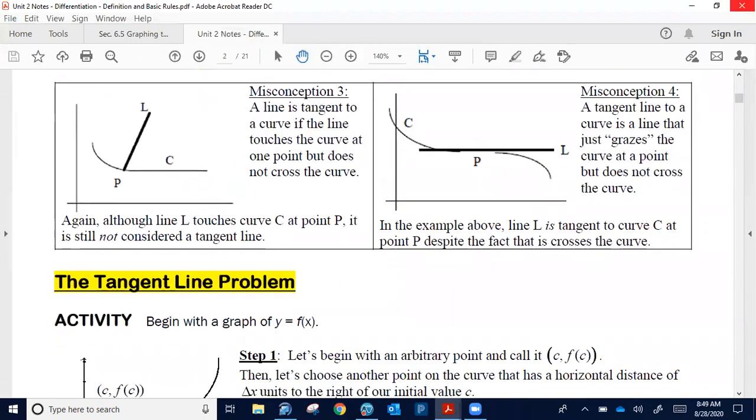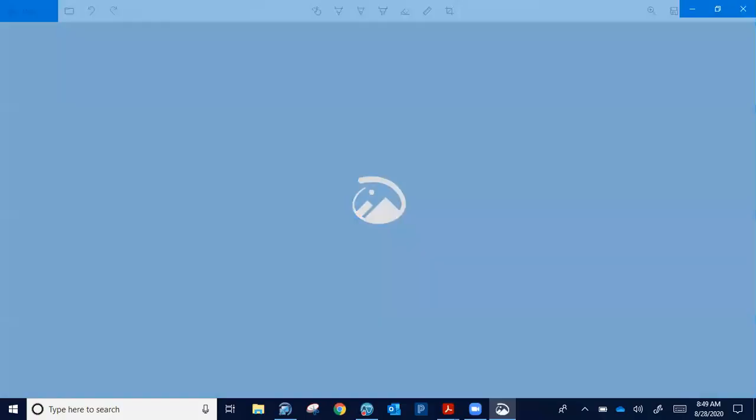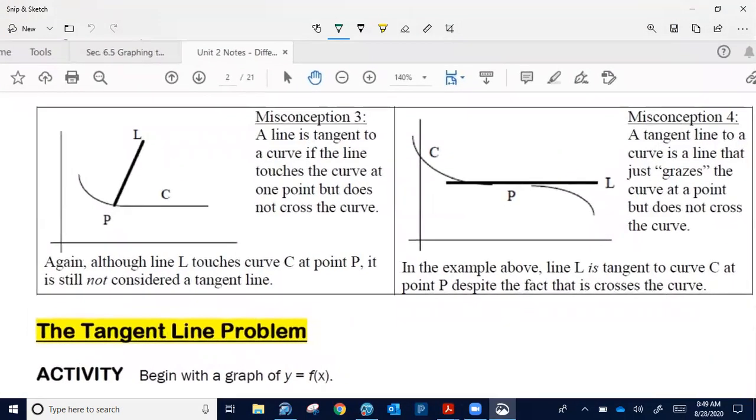Other misconceptions, 3 here. 3 looks like a tangent line maybe to some people because it barely touches the curve. It's hitting the curve in one spot, but it kind of violates that unwritten rule that I say, that it brushes up against it. This thick line is jamming into that curve. A tangent line needs to skim next to it. So no, that is not a tangent line.